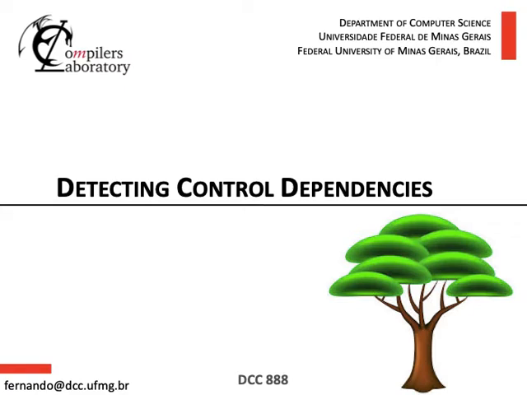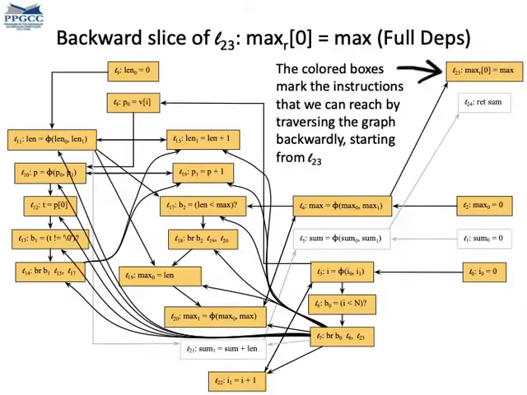Hi, I'm Fernando Pereira from UFMG, and today we shall talk about how to produce static program slices traversing the dominance tree. If you remember, a static program slice is given by the backward traversal of the program dependency graph, starting at the instruction that defines the slicing criterion.